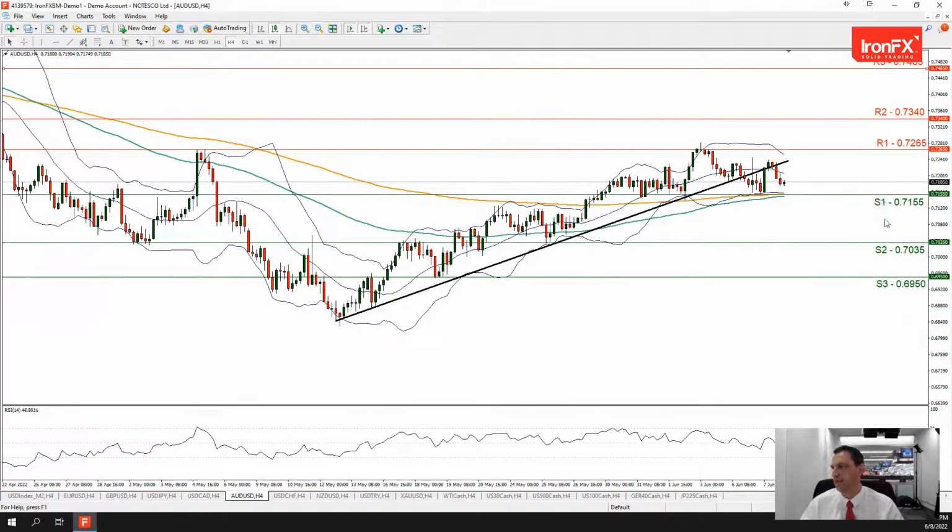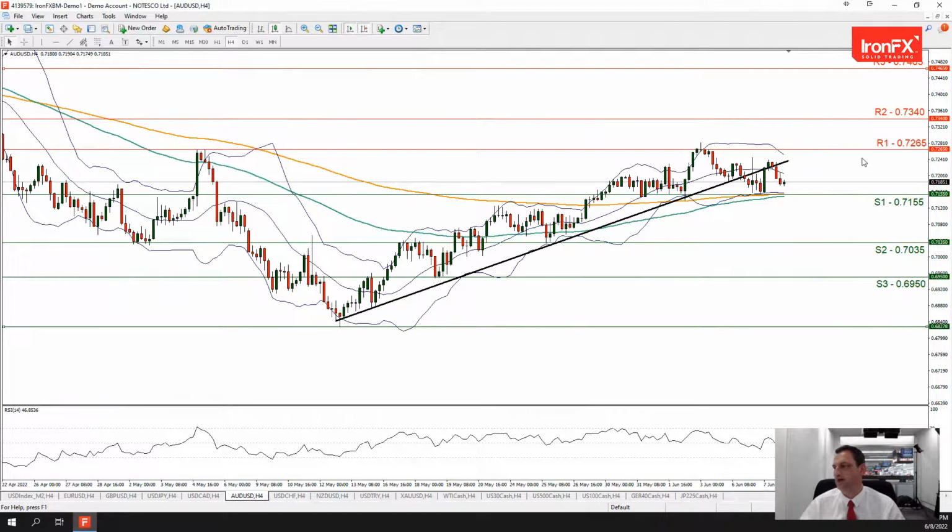For the time being, we maintain a bias for sideways movement between the 0.7265 and the 0.7155 to the downside, and should the SR1 be clearly broken, the next possible level would be the 0.7035, which provided substantial support here and resistance here. Once again, support here, so it's quite a valid level. Lower than that, we also note the 0.6950, and this would be the low point of the price action.